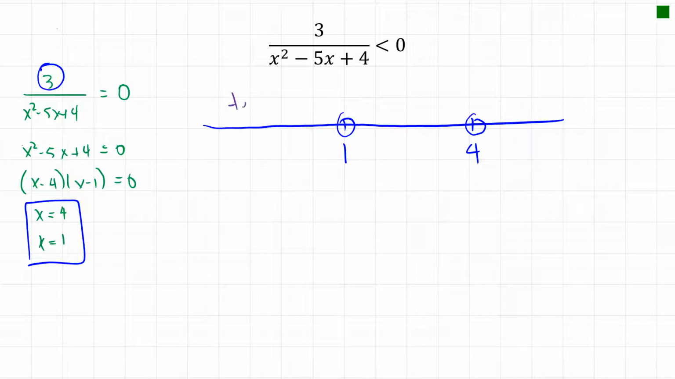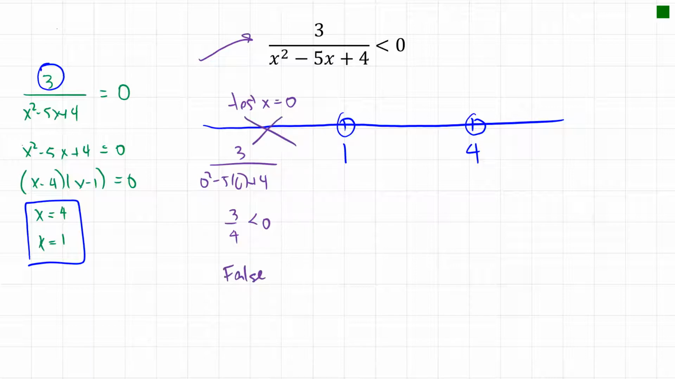So I'm going to test a point to the left, which is x equals 0. And if I plug that into the original here, I have 3 over 0 squared minus 5 times 0 plus 4, which is 3/4. And is that less than 0? That's not. So it's false, which means this area isn't part of the solution.